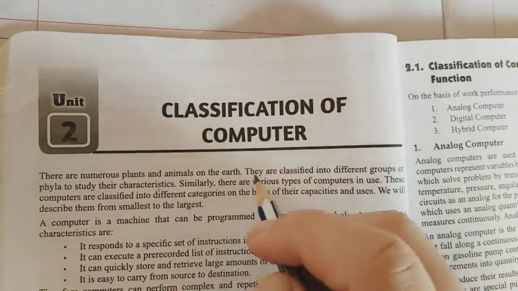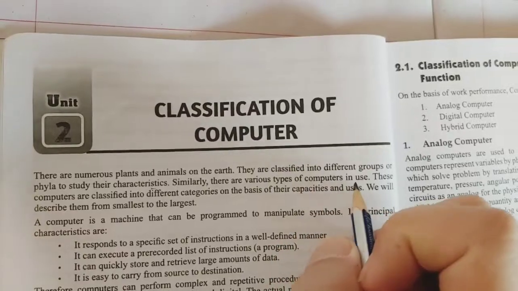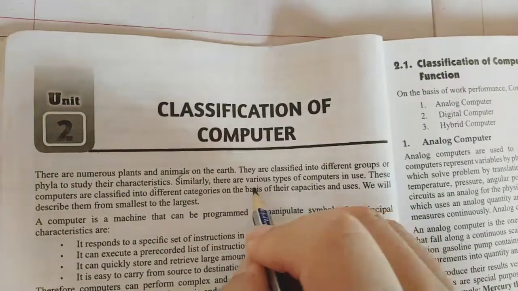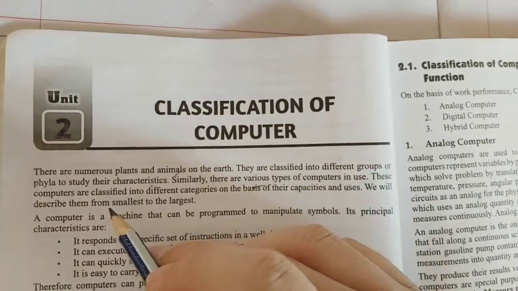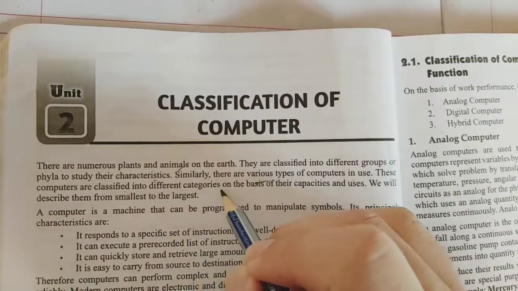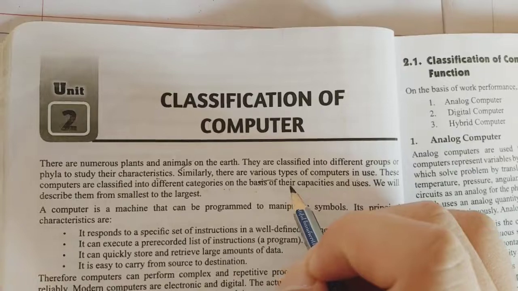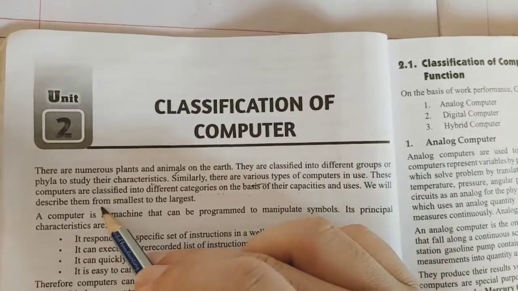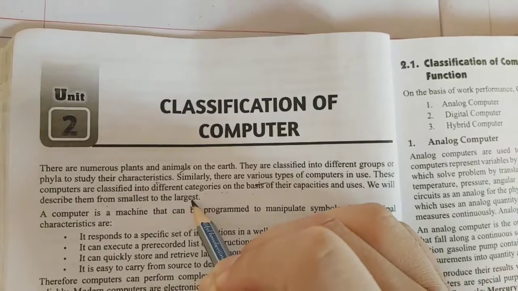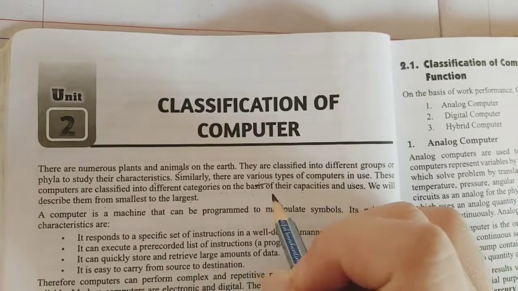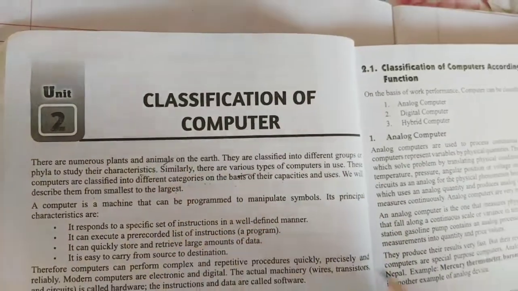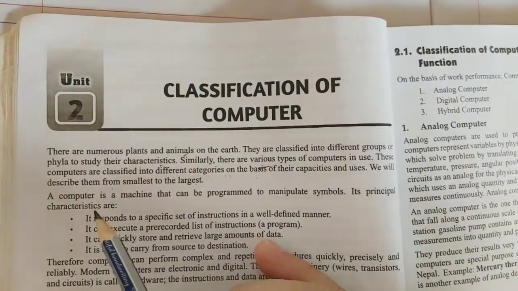And similarly, there are various types of computer in use. Like plants and animals are classified, similarly, computers are also classified. These computers are classified into different categories on the basis of their capacities and uses. We will describe them from smallest to the largest. On the basis of their capacities, computers are also divided. So let's see how it is divided.